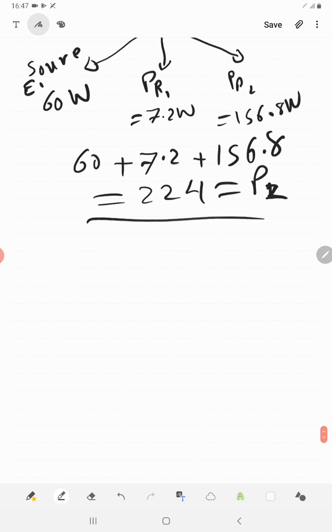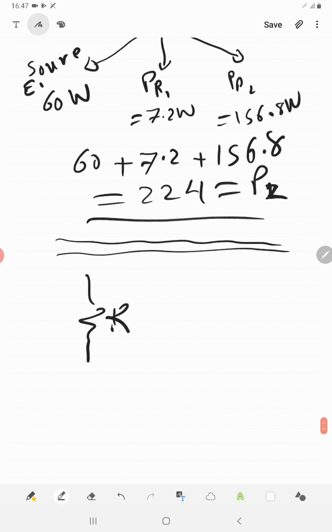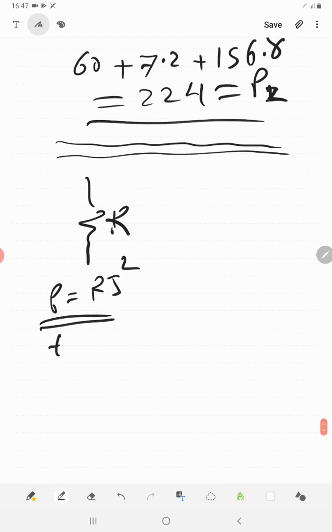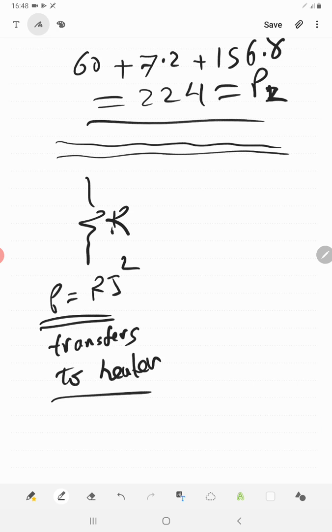So let's finalize the DC circuits. Now you know a resistor dissipates power, P equal R I squared. It transfers it to heat, like a heater. What is a heater? It's a resistance element. You give it a current, you give it electric energy, and that electric energy transforms to heat.